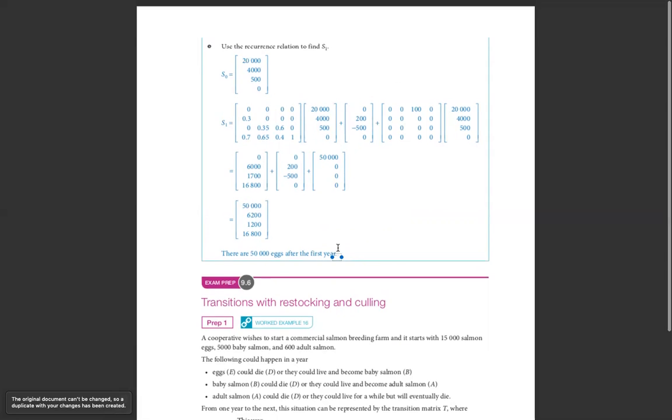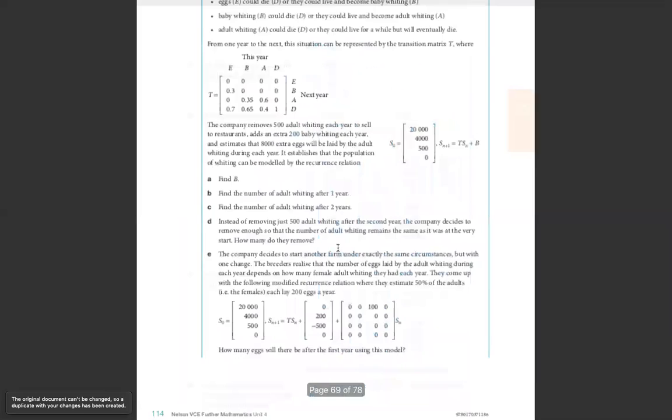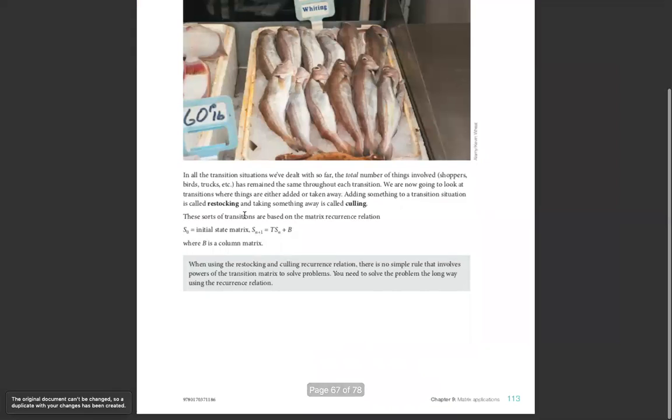So remember to use that formula, which was this one. Remember that. Sometimes they may give you how many are being added or removed and the transition matrix, and you need to find this one. Sometimes they ask you to find this one. So you can rearrange the equation to do that.